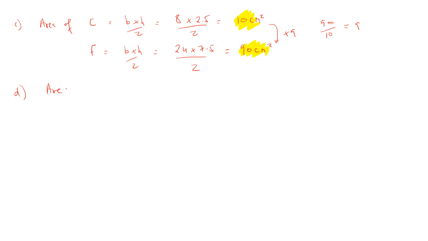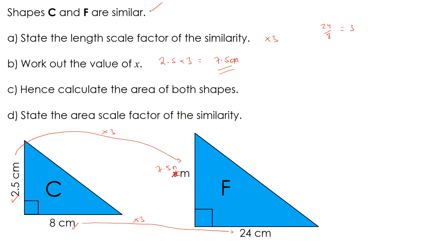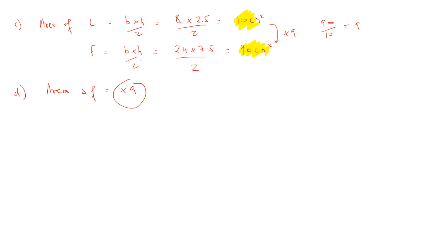So the area scale factor is times by 9. And again, you note this, right? The length scale factor was times 3. The area scale factor was times 9. All right, so they're not quite the same, but there's a definite connection.